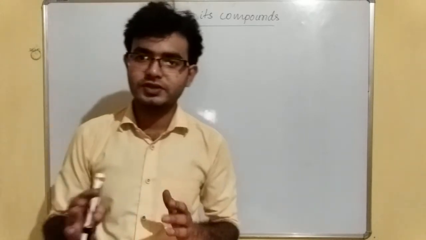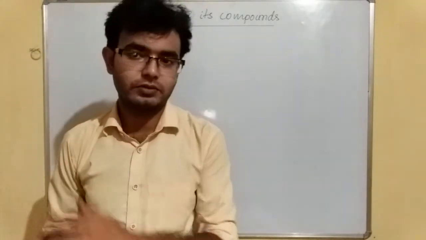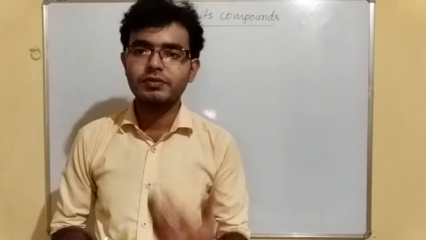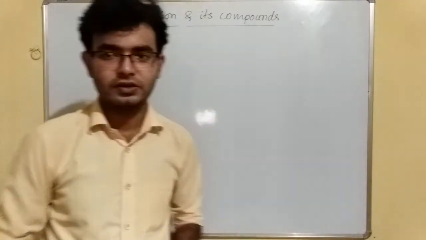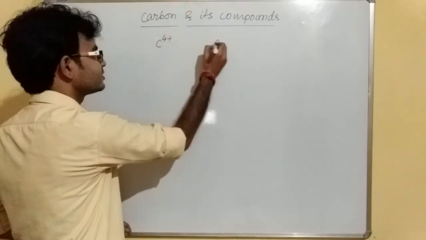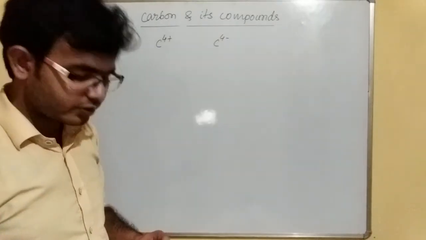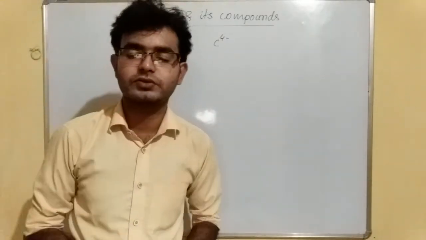In the last class, we discussed that carbon cannot form ionic compounds, meaning carbon cannot form ions. We discussed that carbon cannot form C4 plus, and carbon cannot form C4 minus ion. We also discussed the reason for this. I am not repeating this one.